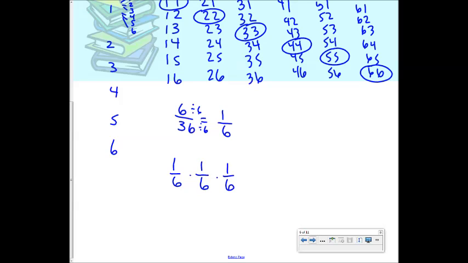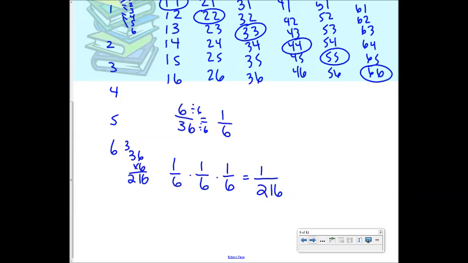But how many times am I trying to do it? 3. Okay? So, what do I get? What's on top? 1. And then what's 6 times 6? 36. And then I got to do 36 times 6, which is 216. So would you say the probability is high or low?